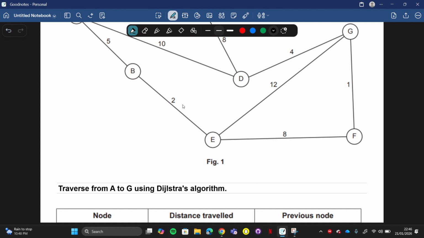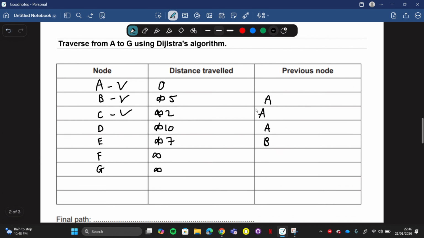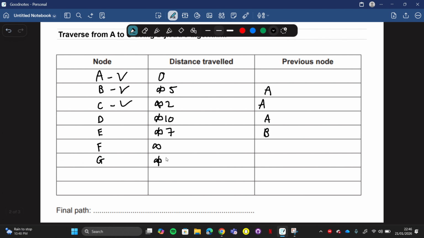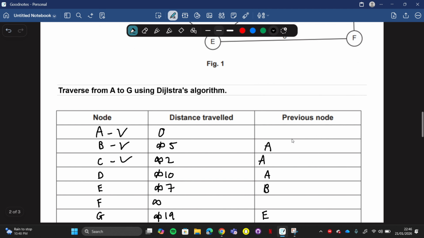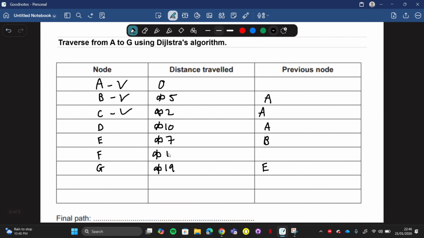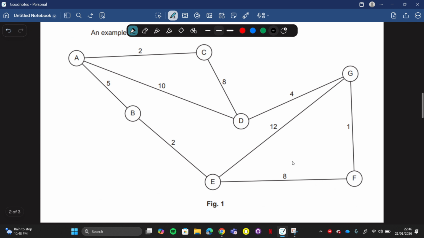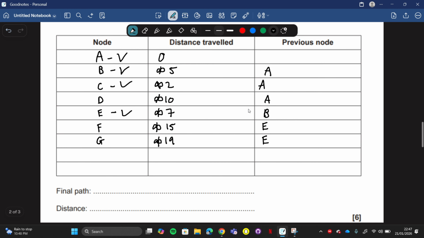E connects to G and F. The weight to G is 19. So we do that, 19. We're going from E. And then if you look at F, the total weight is 15. Going from E, sorry. So now E is fully visited. The node with the lowest weight is D. So D has only one neighbor which isn't already visited, which is G. And the weight to get to G is 14, which is less than what we have. So we cross this out, write 14, cross this out, write D.